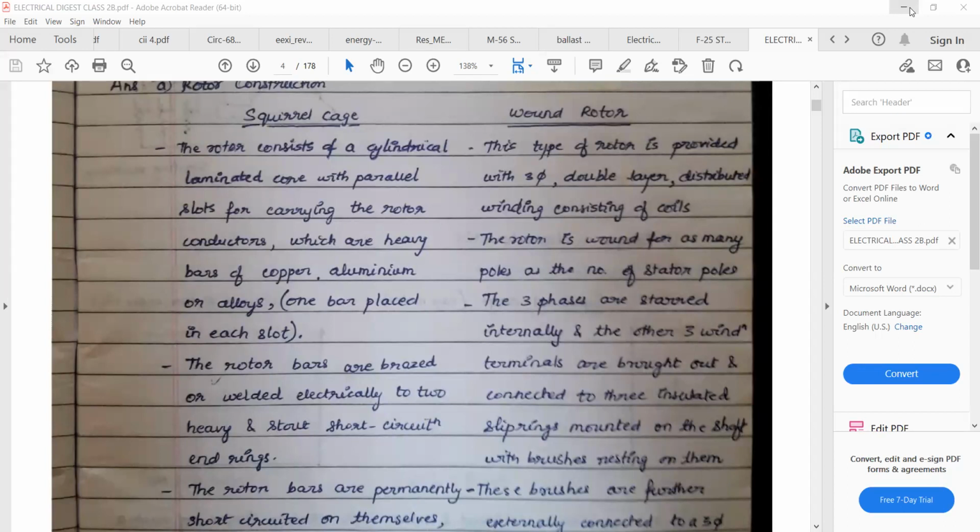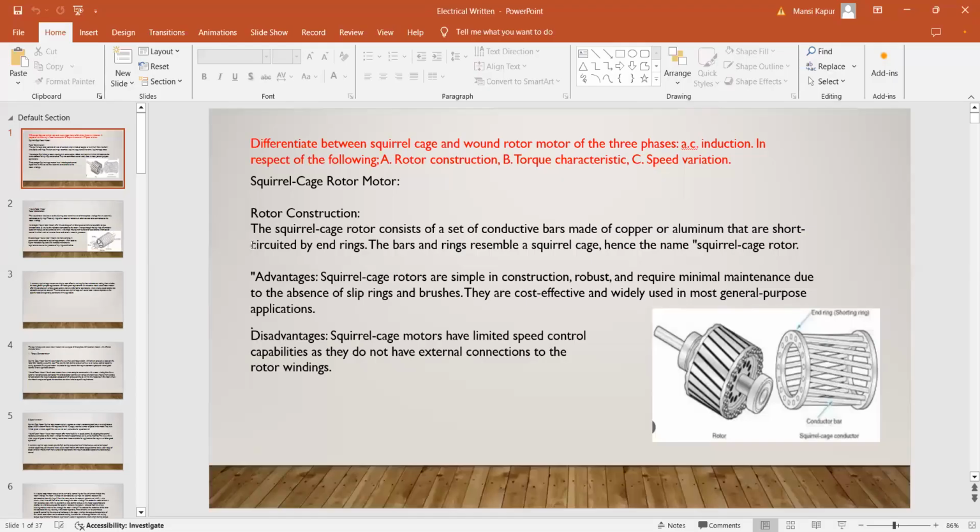I hope you can see the PPT on your screen now. Yes, sir. So this is the construction. Sir, only the PPT you can see, or the PDF? I am seeing the PDF, not the PPT. I already shared the PPT. Now, no, now I can see.